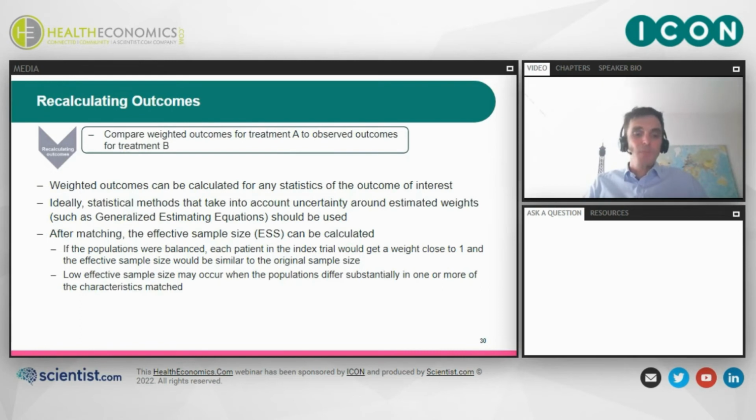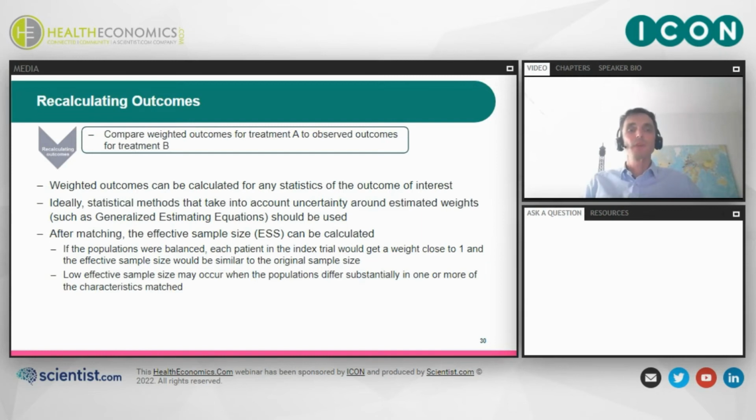Finally, after matching, as I said, weighted outcomes can be calculated for any statistics for the outcome of interest. So for example, this can be mean rates or means in general. This can also be median survival, but it can even be a weighted Kaplan-Meier curve. And ideally, you should also consider statistical methods that take into account the uncertainty around your estimated weights. Examples to use here are generalized estimation equations, and those take into account the uncertainty around the actual matching process.